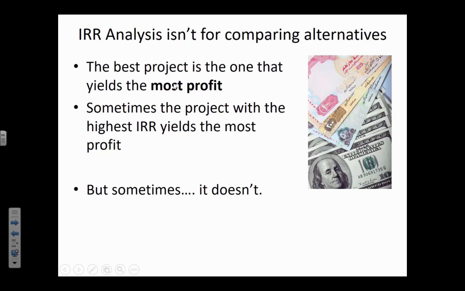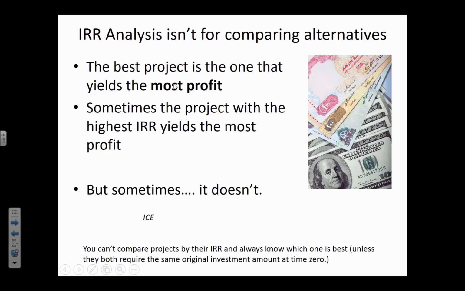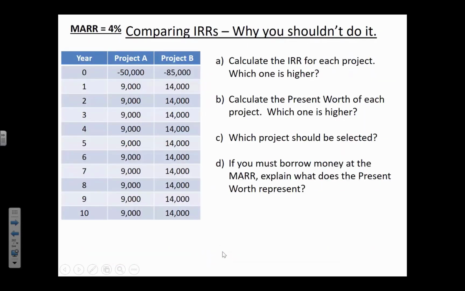Just because one particular project has the highest IRR doesn't mean you should choose that project. The project you should choose is the one that yields the highest profit. So using the IRR for initial screening will always be valid. It'll always tell you if a project is acceptable or unacceptable when compared to the MARR, but it doesn't always tell you which project is best. So just to summarize again, you can't compare projects by the IRR. You have to look a little bit more closely.